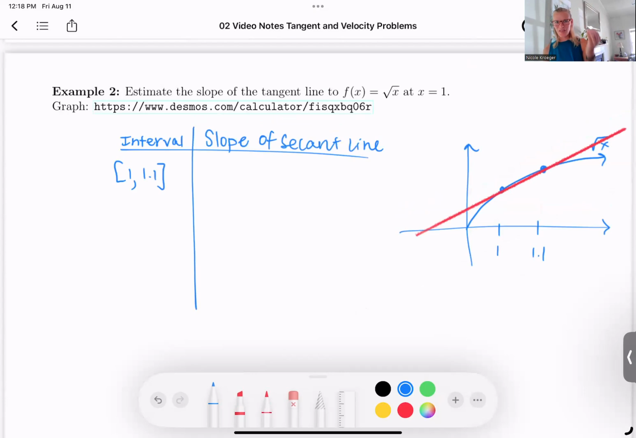So to find the slope of the line, we need the change in y values over the change in x values. The y values are based on the function I'm working with. So the y value here will be f of 1, and this will be f of 1.1. In this case, our function is just square root of x. So my y value here is square root of 1.1, and here it's square root of 1, which is just 1. So my slope of that line will be the change in y, so f of 1.1 minus f of 1 over the change in x. The x values are 1.1 and 1.